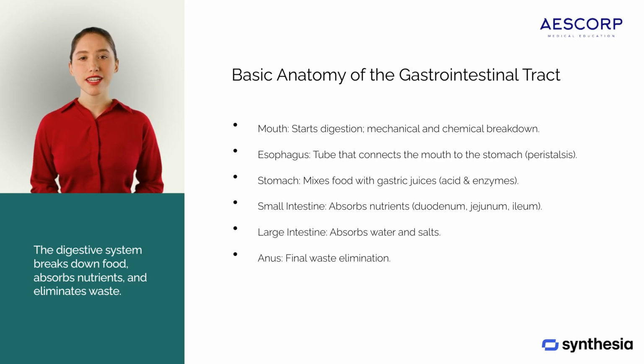Small intestine, this is the longest part of the digestive system. It's made up of 3 sections, the duodenum, jejunum, and ileum. The small intestine is where most nutrient absorption happens. Large intestine. After the small intestine, the remaining material moves to the large intestine, where water and salts are absorbed. It ends in the rectum. Anus, the final exit point for waste in the form of feces.